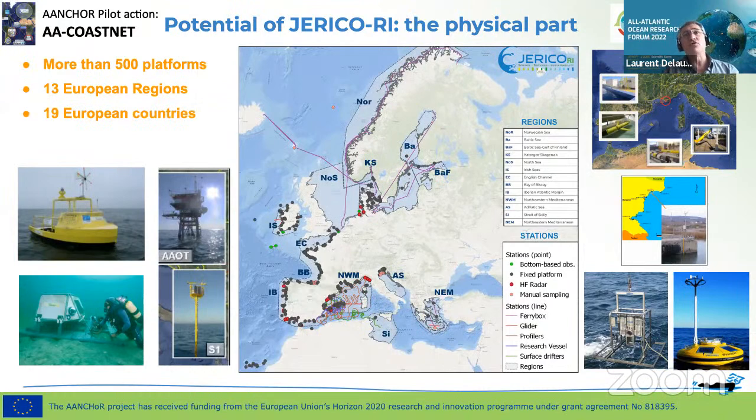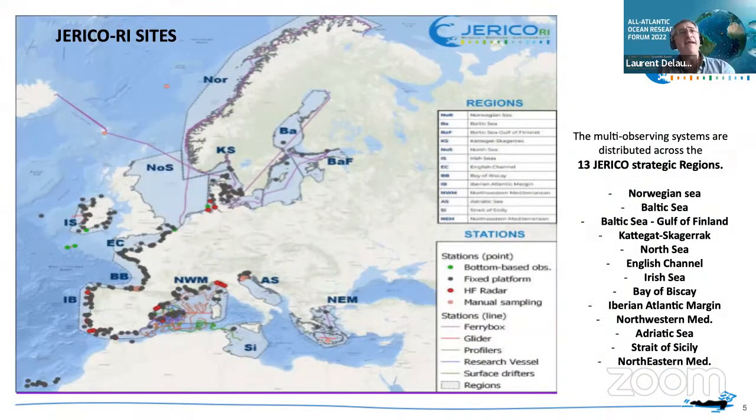There are about 19 European countries participating in the JERICO research infrastructure, and these 19 European countries are represented by 40 different partners. I was mentioning the different sites; you can have a bigger view of them. We have, as I already described, the northern part of the JERICO sites, but there is as well the northwest Mediterranean, the northeast Mediterranean, the Strait of Sicily, the Adriatic Sea, the Iberian margin, and the Bay of Biscay, etc.